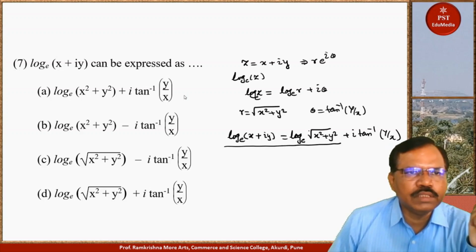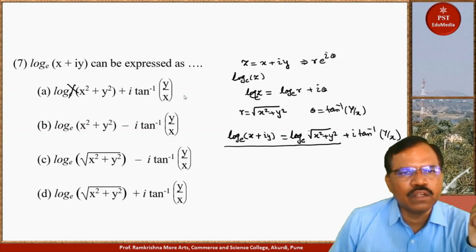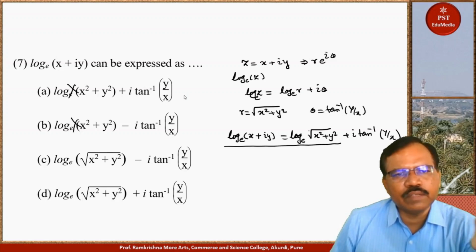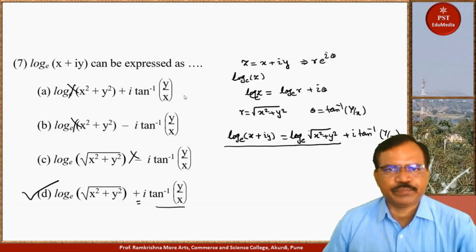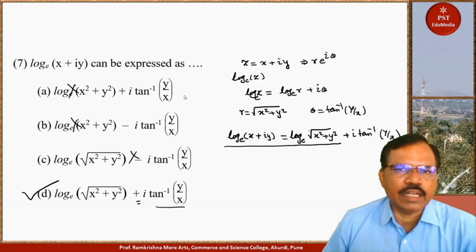So out of these 4, log of x square plus y square, this is not correct. Log e of x square plus y square, this is not correct. Log e in bracket root of x square plus y square minus, so this is also not correct. Log e root of x square plus y square plus i tan inverse y by x, so this one is correct.